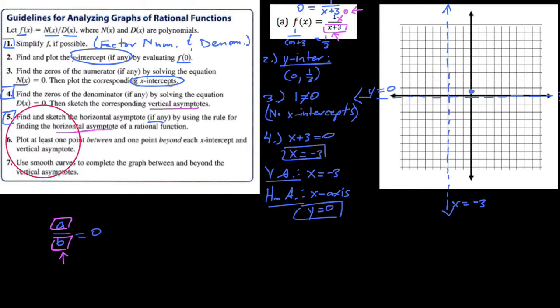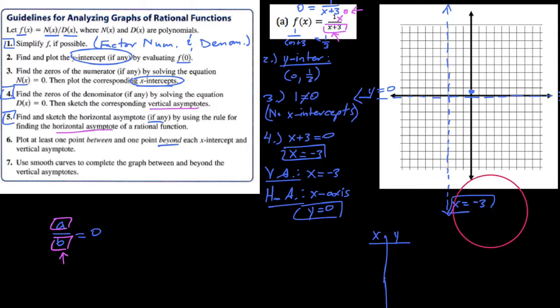Basically, what we're going to do is we're just going to plot at least one point between and one point beyond each x-intercept and vertical asymptote. So basically, I had no x-intercepts, so I don't need to plug in any x values in between or outside those. But I am going to plot some x values to the right and to the left of every vertical asymptote to give us an idea of behavior. And actually, the more points we plot, the better. So I'm going to go ahead and make this table here, this xy chart. We say x, y.